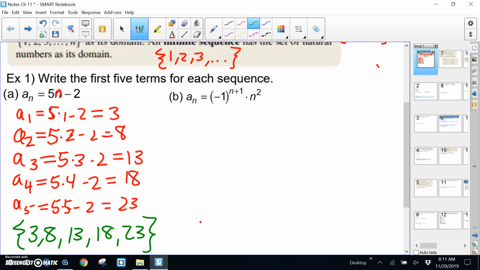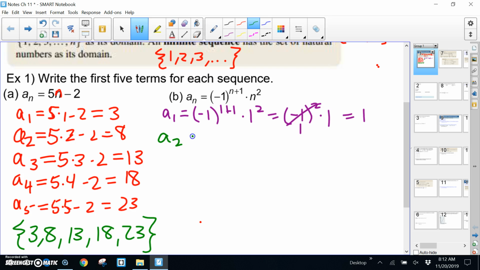So then the next one is a little bit more complicated looking equation, but it's the same idea. You're going to plug in 1 for the first term. So a sub 1 is negative 1 to the 1 plus 1 times 1 squared. I'm plugging in 1 everywhere it says n. Negative 1 squared times 1 squared is 1. Negative 1 squared, of course, is 1. You have 1 times 1, which is 1.